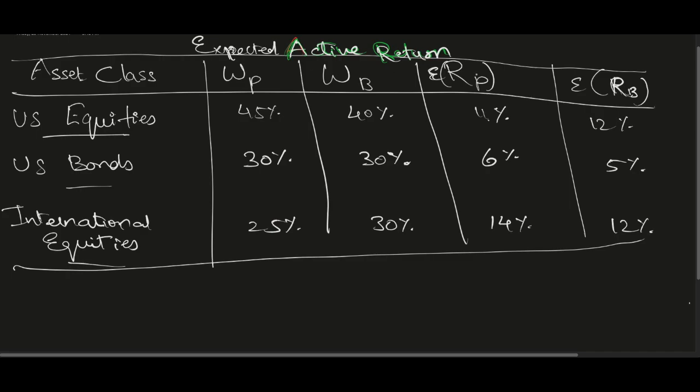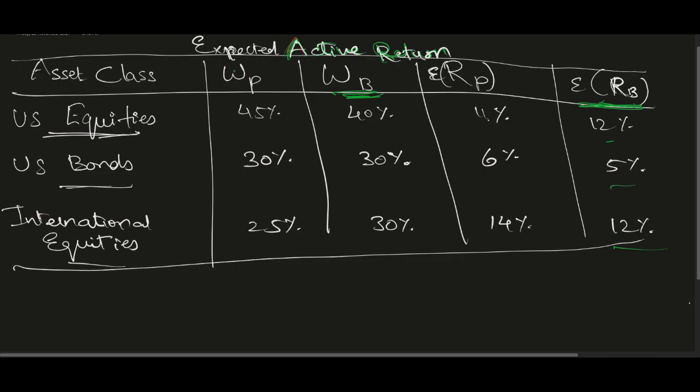That's what we need to find out over here, and this is the question. Asset classes: US equities, US bonds, and international equities. And this is the weight of the benchmark and expected return of the benchmark. So weight of the benchmark is 40% equities, 30% bonds, and 30% international equities. And the expected return is 12% equities, US bonds 5%, and then 12% from international equities.